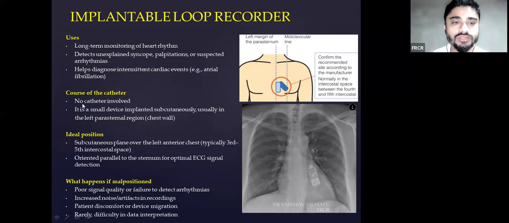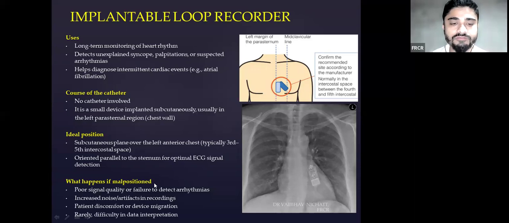What is the course of the catheter? There is no catheter involved. It is a small device implanted subcutaneously, usually in the left parasternal location at the third or fourth intercostal space. It is oriented parallel to the sternum for optimum ECG signal detection.